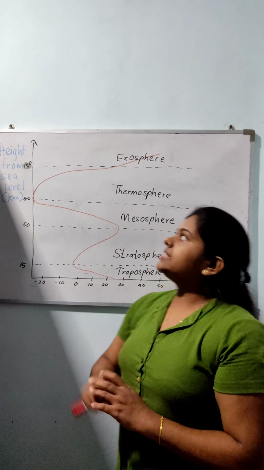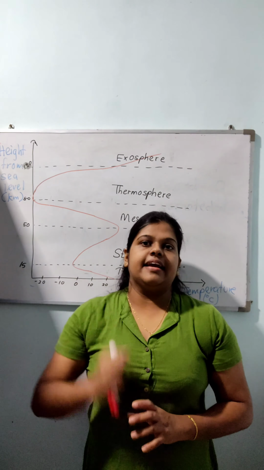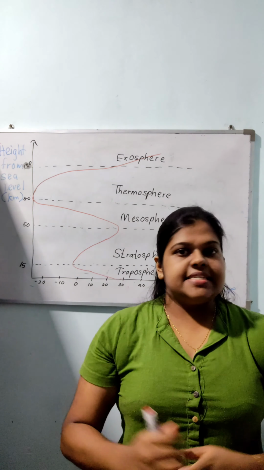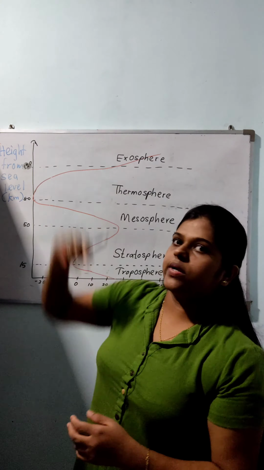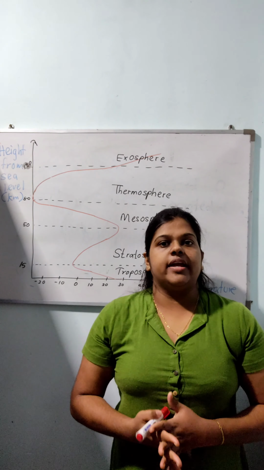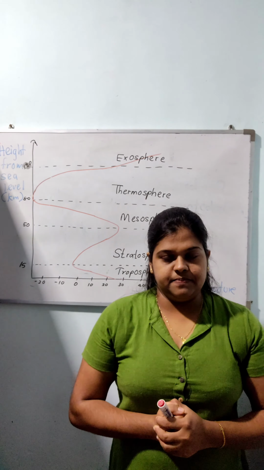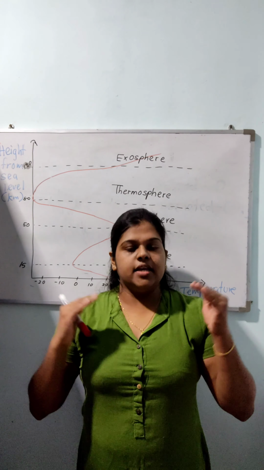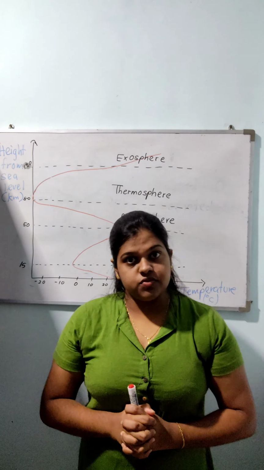The last layer is the exosphere. It is the thinnest layer in our atmosphere, and still there is no boundary. We say that it is more than 120 kilometers above. And there is no exact boundary between the exosphere and space. So these are the main important layers which are available in our atmosphere.